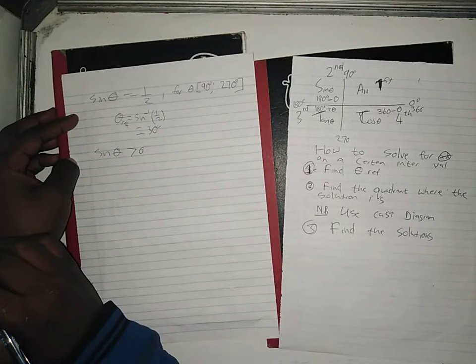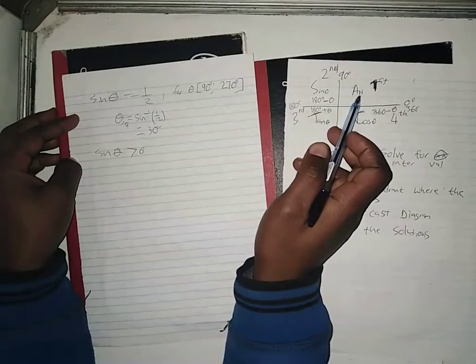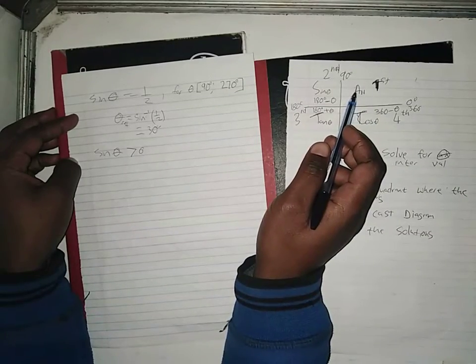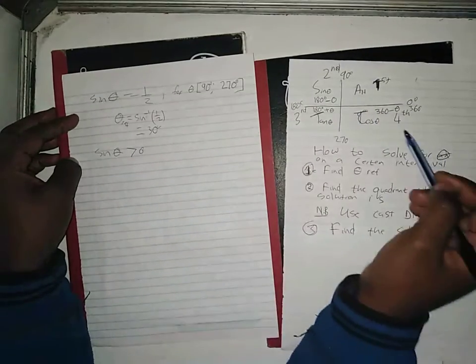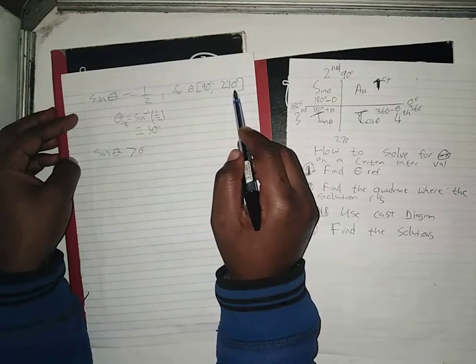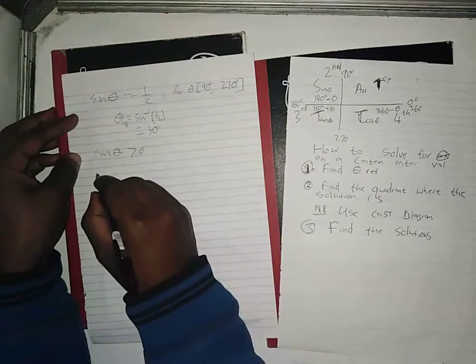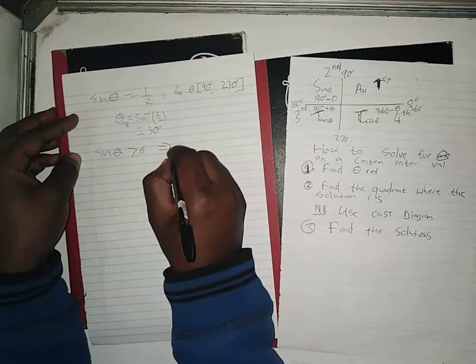Yes, it is positive. And then you know that sine theta is only positive in the first quadrant and the second quadrant, but we're not going to include the first quadrant. Why? Because it's not part of this interval that we are given. We're only going to include the second quadrant. So because of that, the solution is only where?